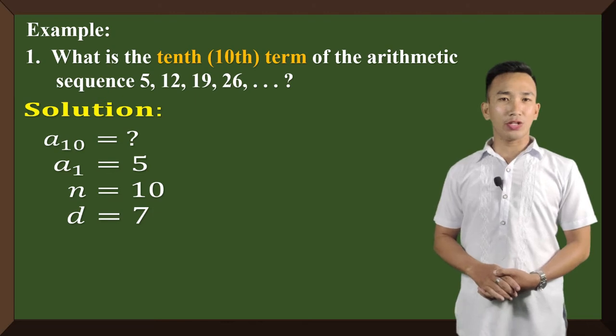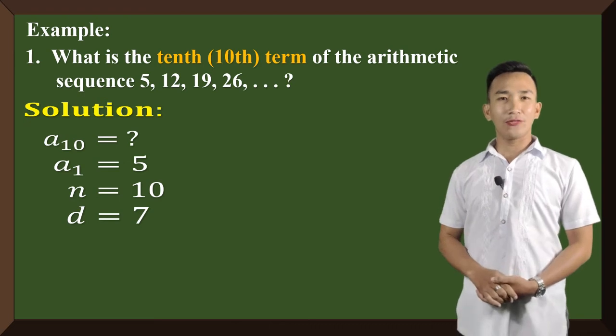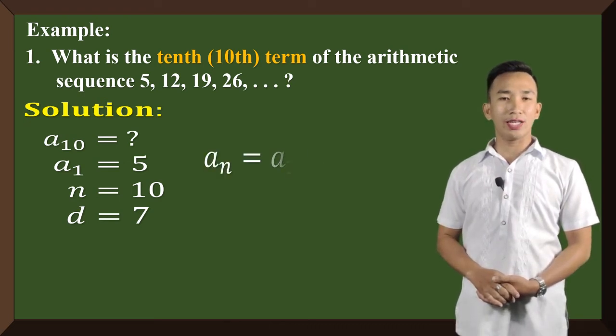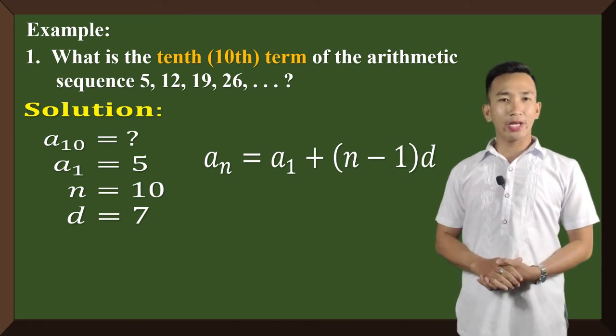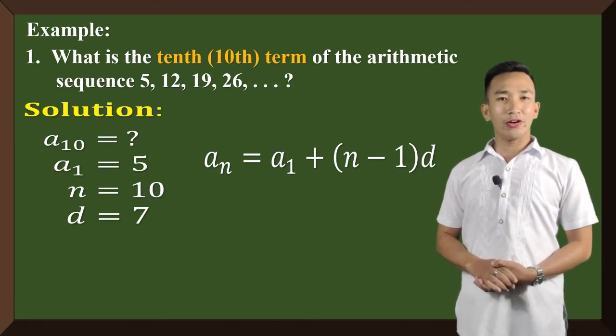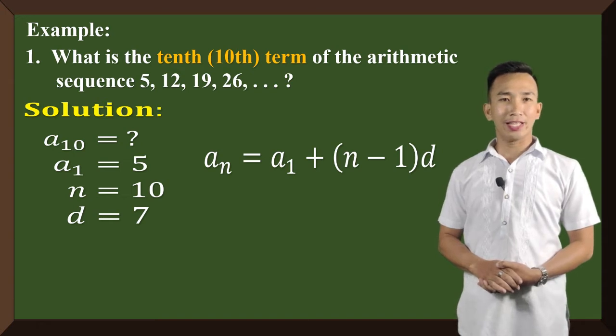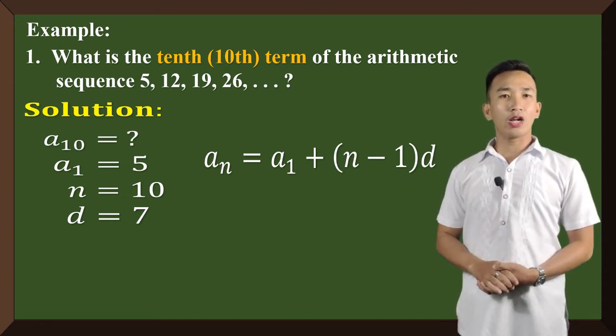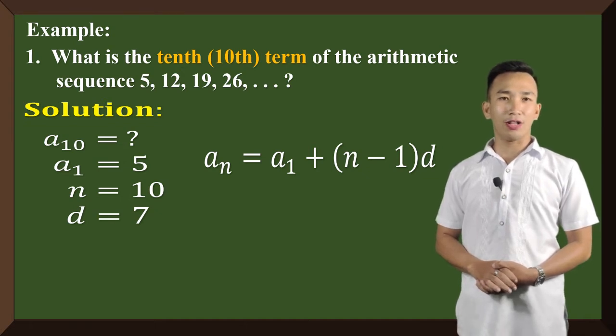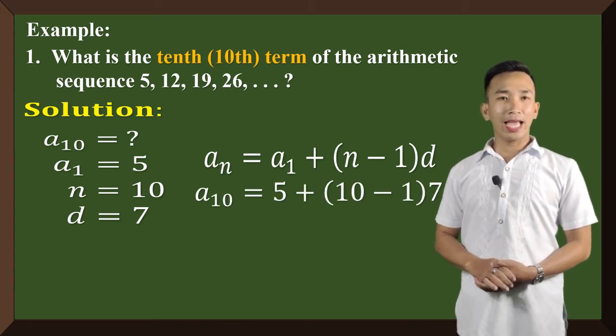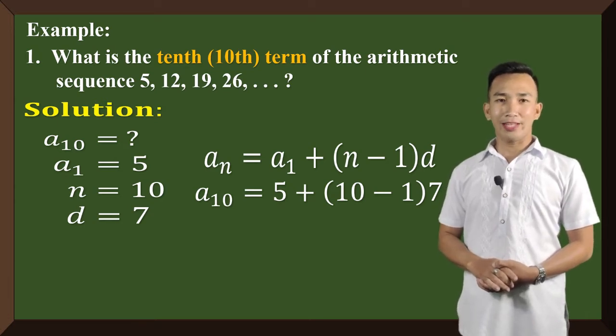What is the equation to be used in solving the problem? Exactly. The equation to be used is the rule of an arithmetic sequence, which is a sub n equals a sub 1 plus the quantity of n minus 1 times d. Next step, you are going to substitute the value of each variable. We have to replace a sub 1 by 5, n by 10, and d by 7. Therefore, a sub 10 equals 5 plus the quantity of 10 minus 1 times 7.